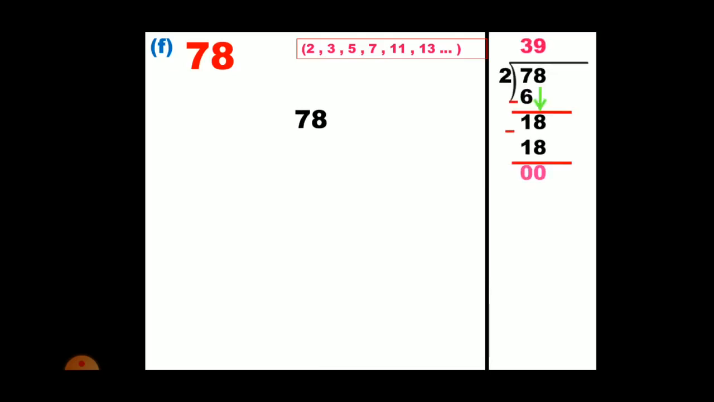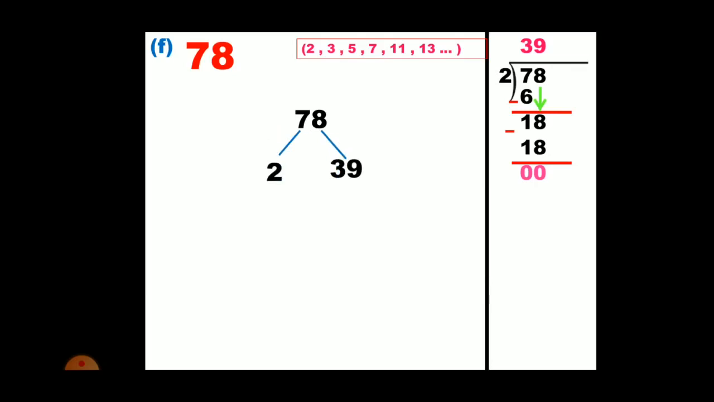Let us take one more example to understand the prime factorization method better. So we have 78. Remember, students, the prime numbers are 2, 3, 5, 7, 11, 13 and so on. We will start with the smallest prime number, that is 2. When we divide 78 by 2, we'll get 39 as quotient. So our two factors are 2 and 39.